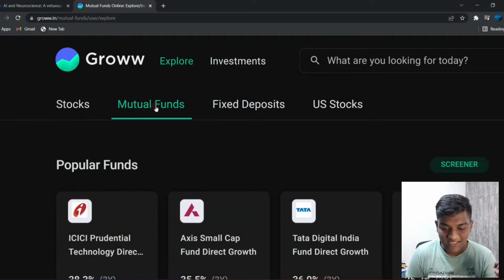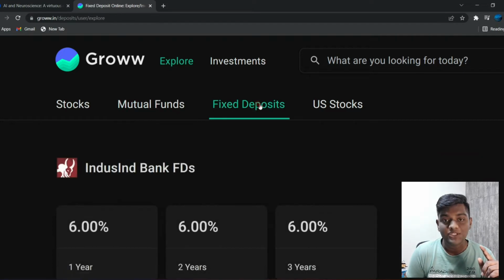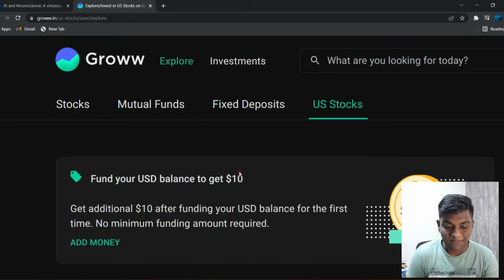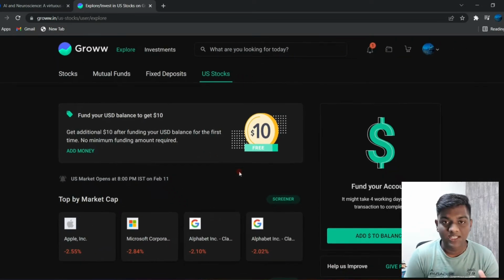I'll talk about it later. So I'll come to mutual funds and fixed deposit. This is a slide which you should never look back again. And US stocks. I haven't actually started making any investments in US stocks using Groww. I use IND money. Even in IND money, I haven't made any purchases in US stocks as of now.